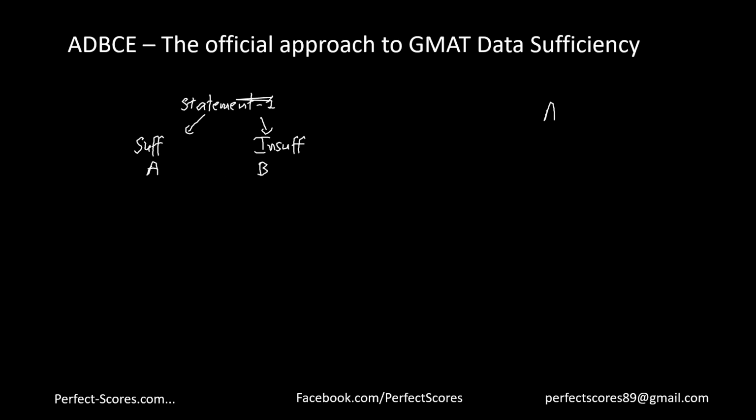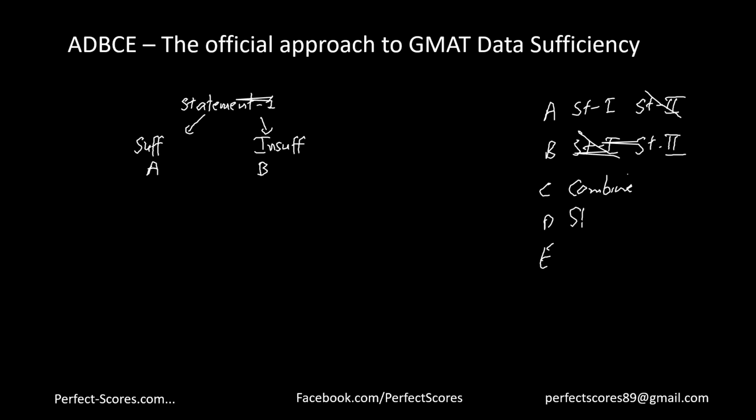So you have these 5 answer options: A, B, C, D, E. A means that statement 1 is sufficient, statement 2 is insufficient. B means statement 1 is insufficient and statement 2 is sufficient. C means combining is sufficient. D means that statement 1 is sufficient and statement 2 is also sufficient individually. And E means nothing is sufficient. So if statement 1 is sufficient, your answer is A, and if statement 1 is insufficient, that means your answer is going to be B.